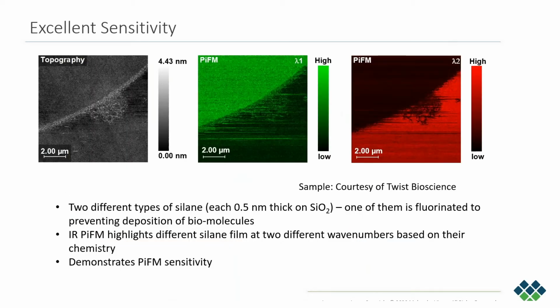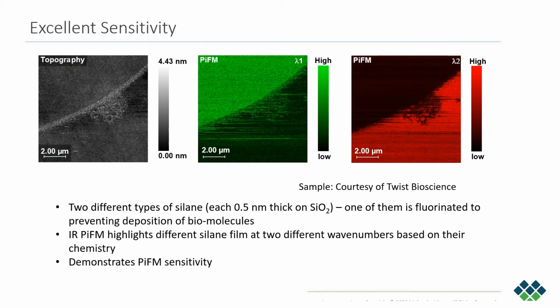This is another example where two different types of silane molecules are used to define an area where DNA molecules are attached. One of them is fluorinated so that it prevents the deposition of the DNA molecules. The other one does. So here you can see from the topography image that it's a very, very thin sample, and that by using two wave numbers associated with the two different types of silane, we can highlight the two different silane films very nicely.